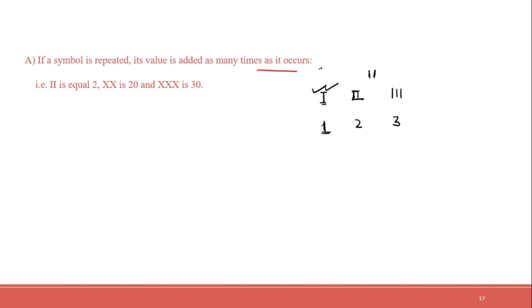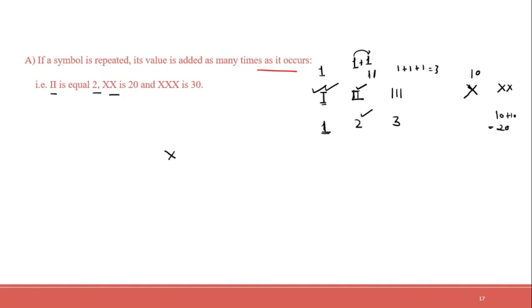That means here it is 1, here it is 1 plus 1. If I write two symbols together, that means they'll add, 1 plus 1, 2. Then 1 plus 1 plus 1, that is 3. Similarly, this is for 10. But if I write it like this, what does it mean? It means 10 plus 10, that is 20. So this is what this rule states. This rule states that I plus I is equal to 2, X plus X is equal to 20.